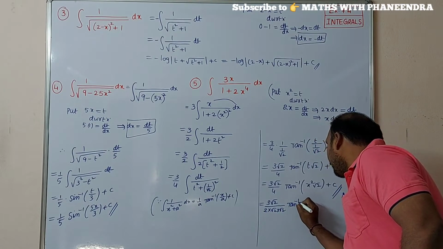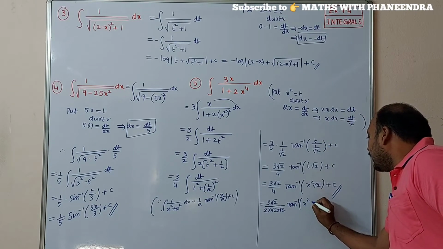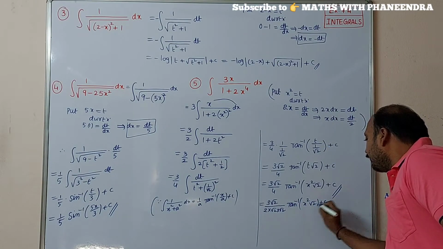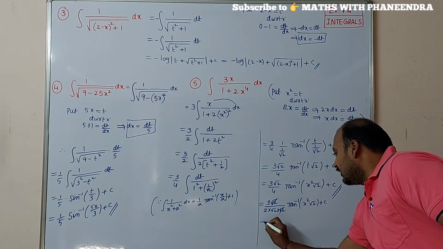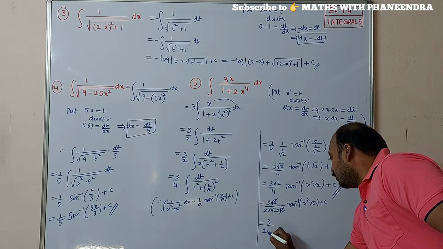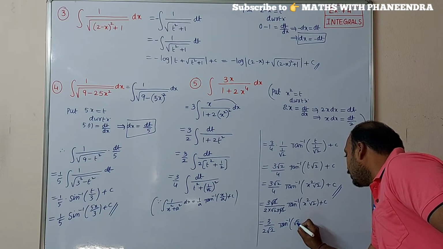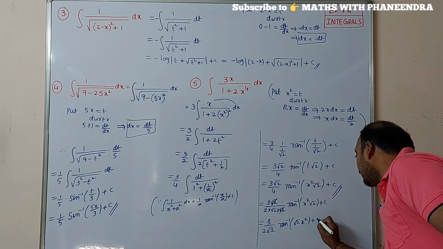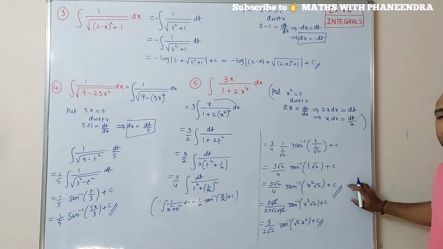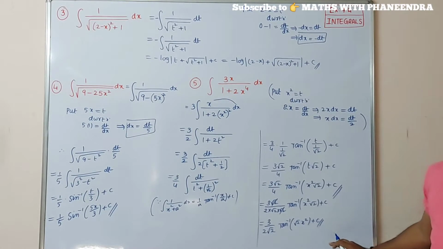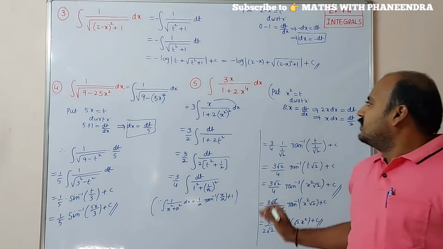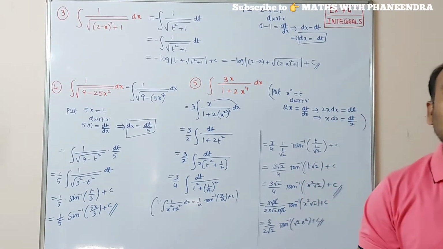Tan inverse of x square root 2. So root 2 gets cancelled. 3 by 2 root 2 tan inverse root 2 into x square plus c. Even you can stop here or you can stop here. Not at all a problem. This is the way you can do it, dear students. We'll move on to the next question.